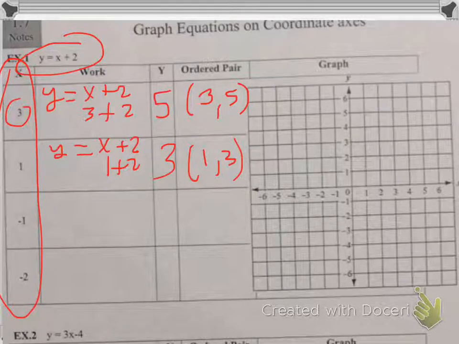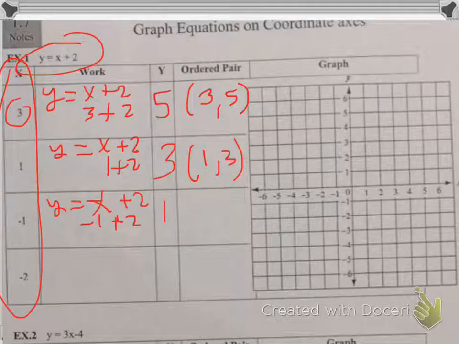The next x value is negative 1. So again, into the exact same equation, I'd have x plus 2. So I'm going to go negative 1 plus 2. Negative 1 plus 2 is a positive 1. So when I put negative 1 in, I get positive 1 out.